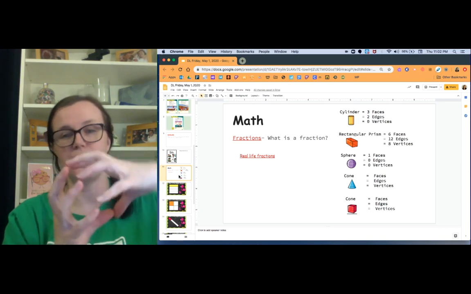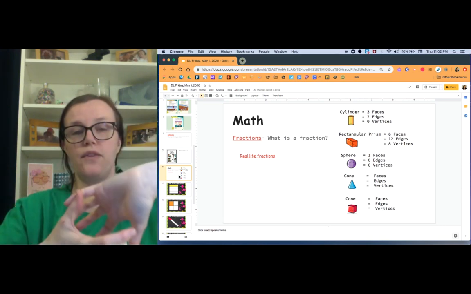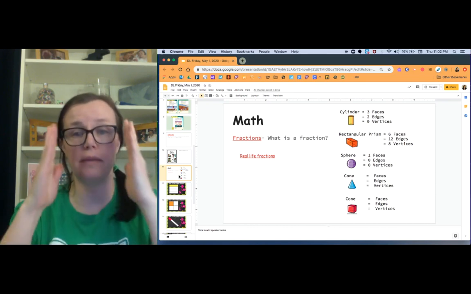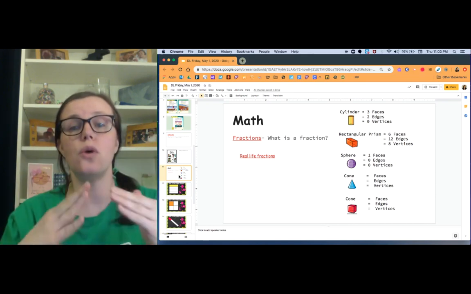Our sphere was our ball. It has one curved face. No edges because the faces don't come together. And 0 vertices. There's no point.